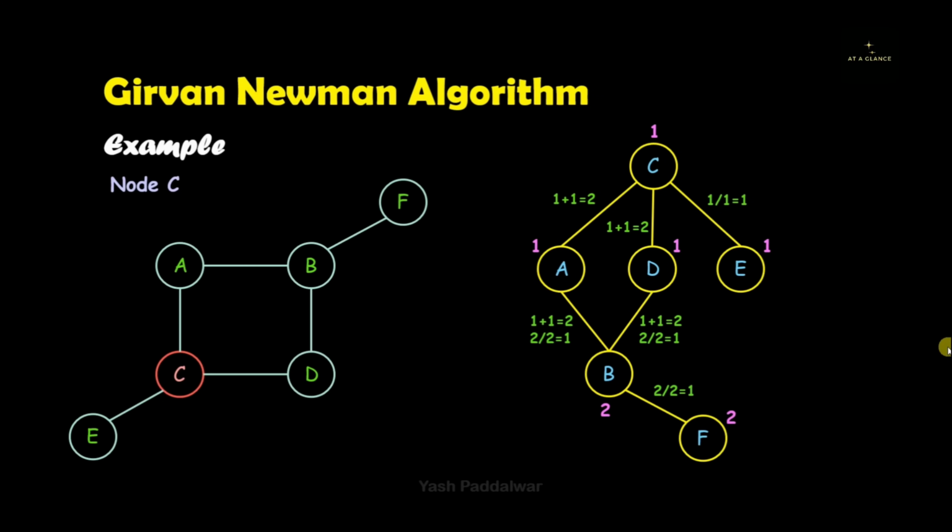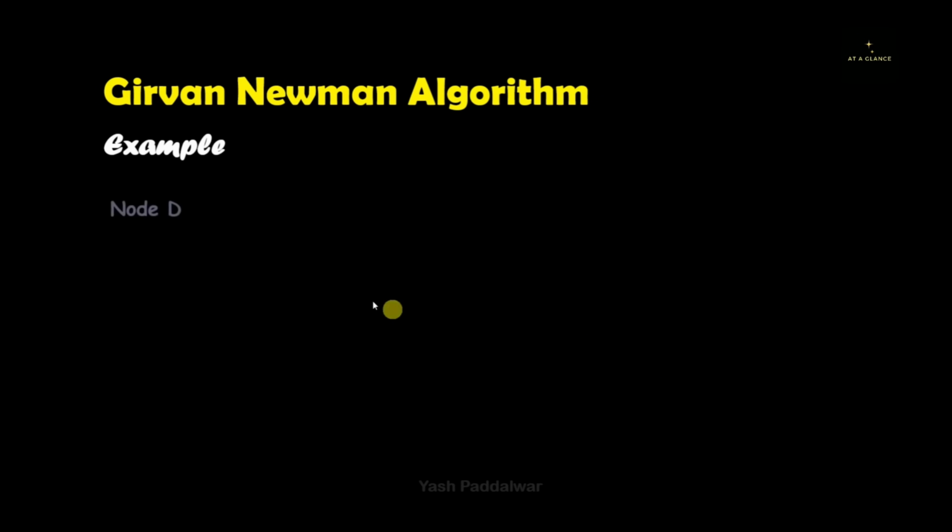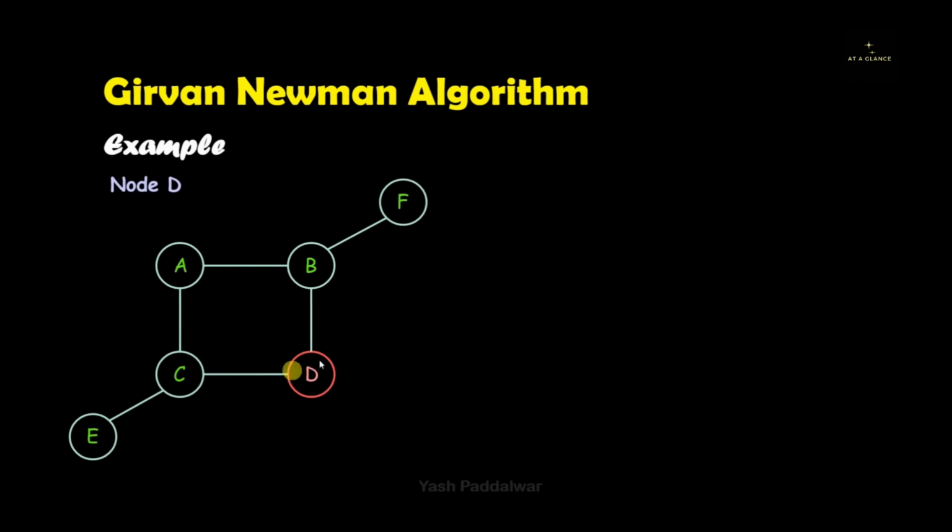Next is CE. You can see that it is a leaf node. So 1 divided by 1 is 1. So I hope it is clear. Now similarly we'll calculate for the node D.